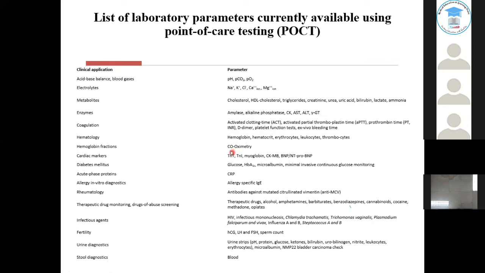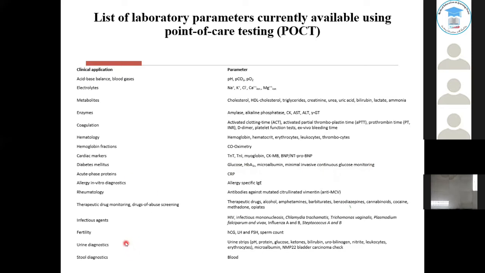Finally, the hemoglobin fractions, that is the co-oximetry, which is seen as methemoglobin, then sulfmethemoglobin in ABG analyzers. Cardiac markers like troponin T and troponin I are very commonly used in your emergencies. Glucose and HbA1c: probably the most commonly used equipment for POC is the glucometer for the diagnosis of diabetes mellitus. Again, minimally invasive continuous glucose monitoring is very frequently being used.